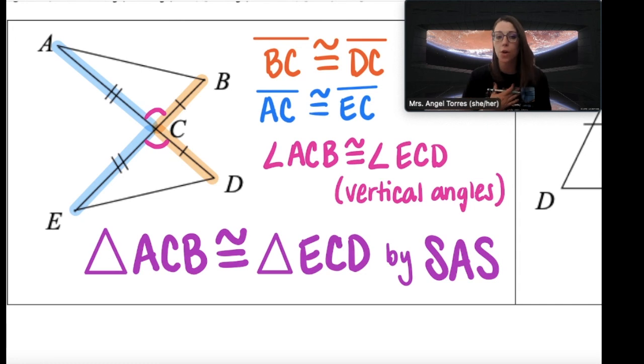Everything we needed to know was given to us in the diagram. BC is congruent to DC, AC congruent to EC, and then we were able to conclude, because they're vertical angles, that angle ACB and ECD are congruent. Therefore, because we have a side, the included angle, and a side, congruent to the side, included angle, and a side, we can say the triangles are congruent by side, angle, side.